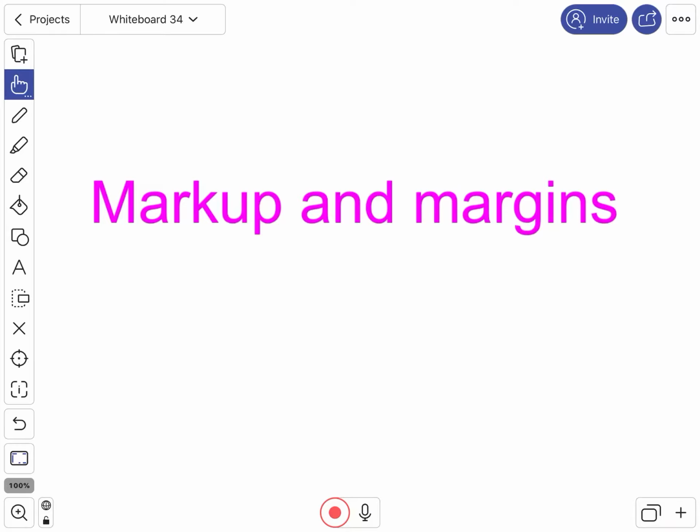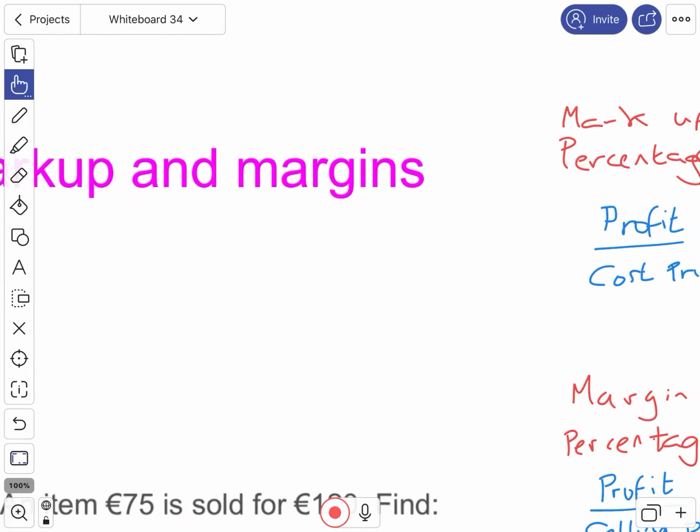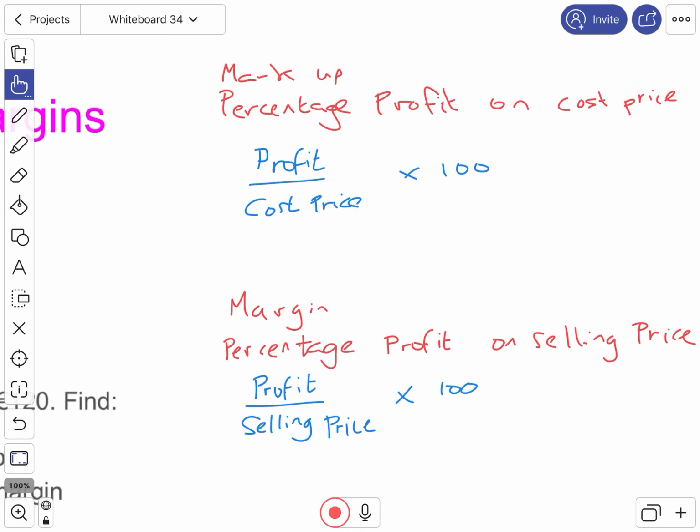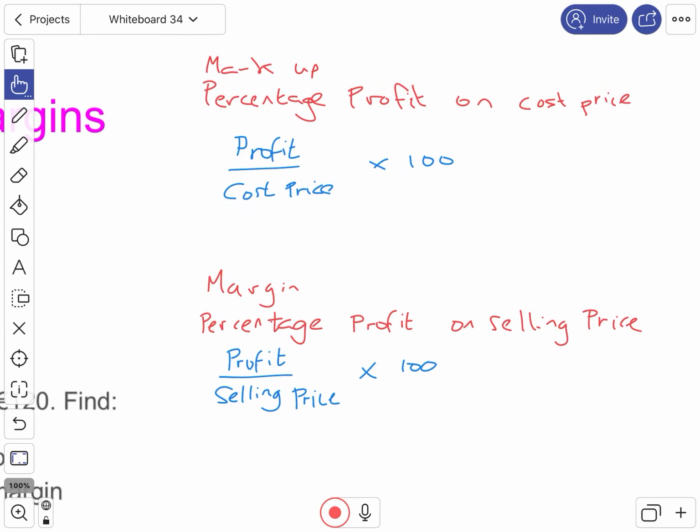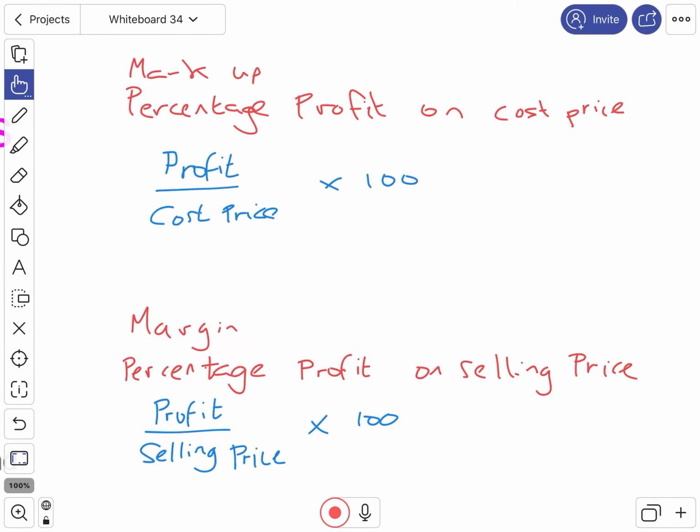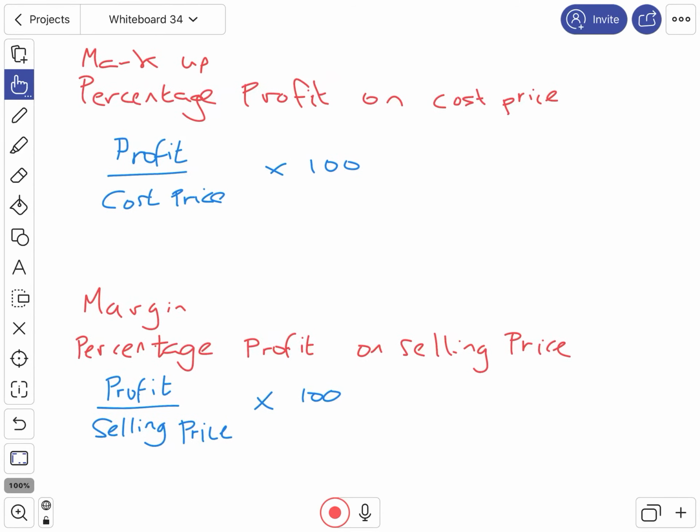So what markup and margin are, they are based off the profit you're making as well as the cost price and the selling price. So if we look at these two, these are our two formulas. Markup, first of all, up at the top here. Markup is the percentage profit on cost price. So be aware of that, percentage profit on cost price.